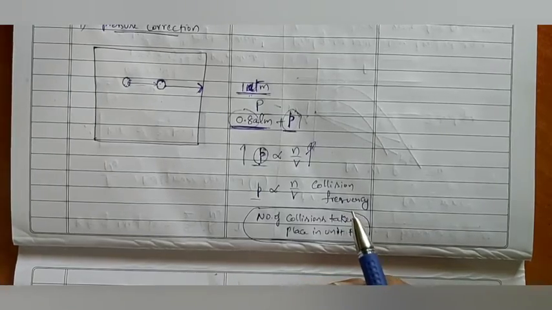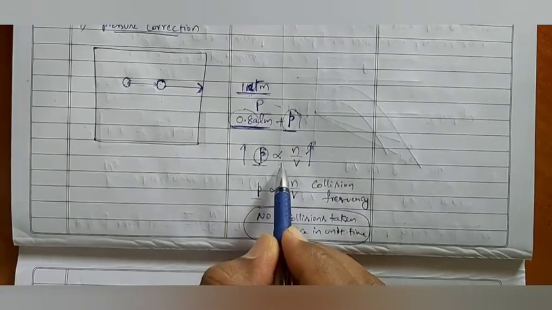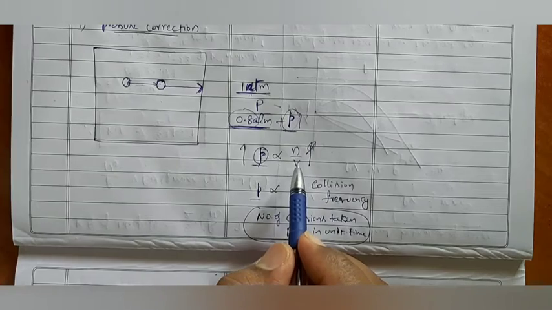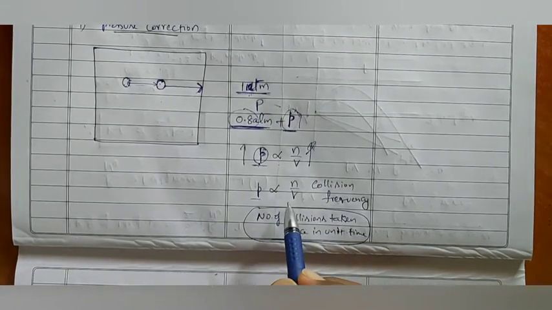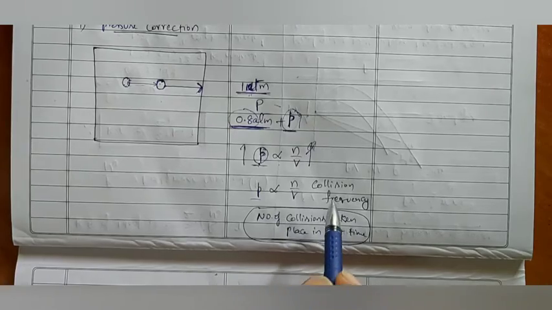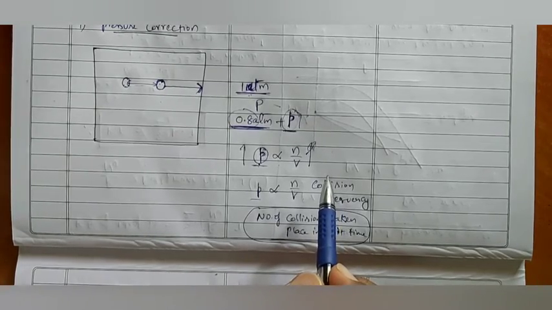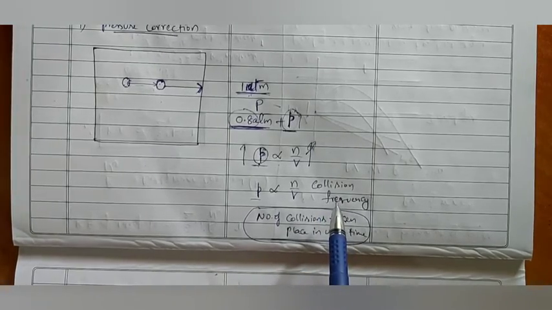Is it okay? Now coming to this correction, this small p is directly proportional to n by V two times. In one condition, n by V is called the number of molecules present in unit volume. In another condition, n by V is called collision frequency. If the number of molecules present in unit volume is increased, automatically the collision frequency is also increased.